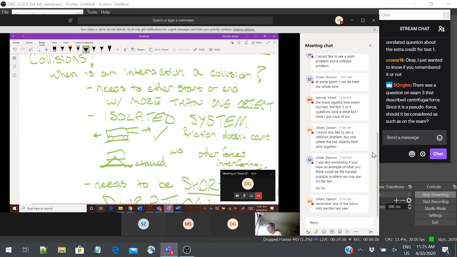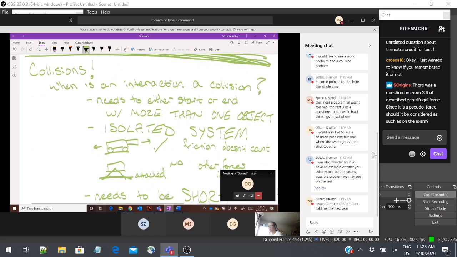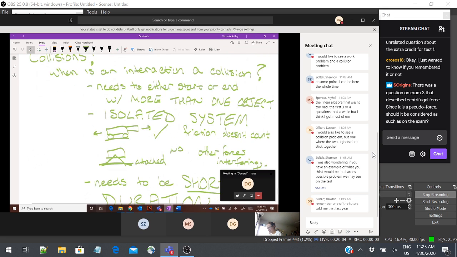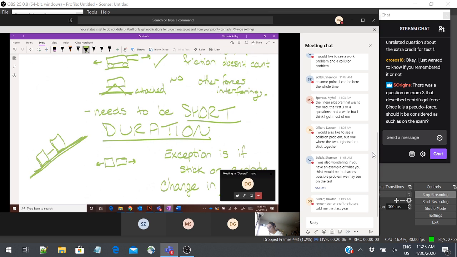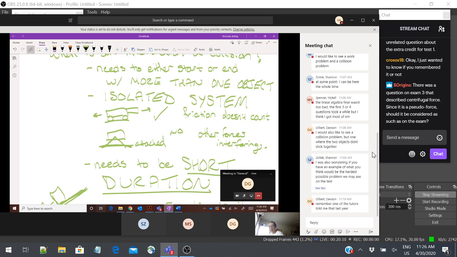So you see a problem and you say, okay, is there more than one object? Yes. Okay, are they interacting over a long period of time? No. Are there any outside forces? No. Okay, I know I'm doing a collision problem.